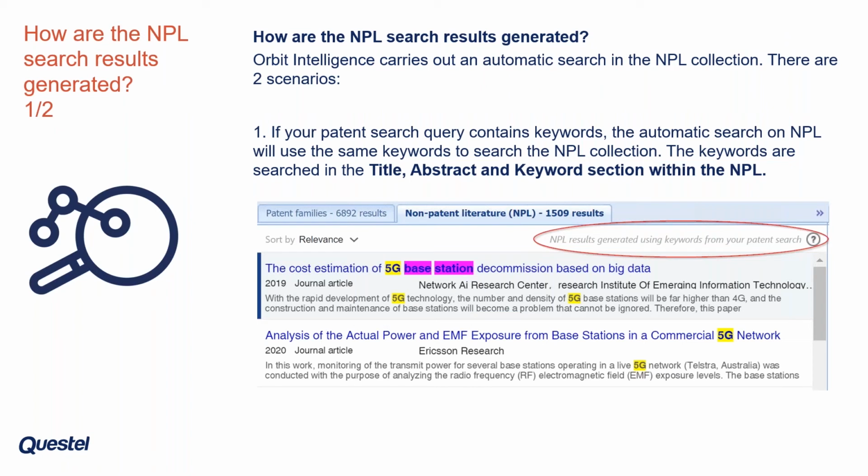So, how are the NPL search results generated? Orbit Intelligence carries out an automatic search in the NPL collection. There are two different scenarios. The first one: if your patent search query contains keywords, the automatic search on NPL will use the same keywords to search the NPL collection. The keywords are searched in the title, abstract, and keyword section within the NPL. As you can see in the screenshot, the hint is circled.